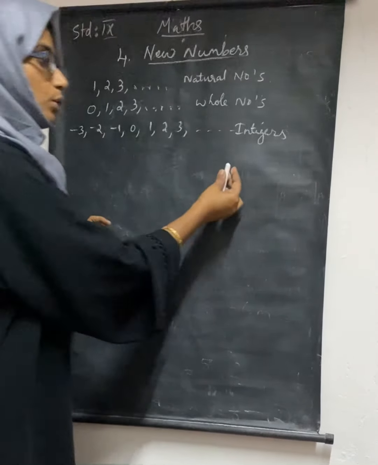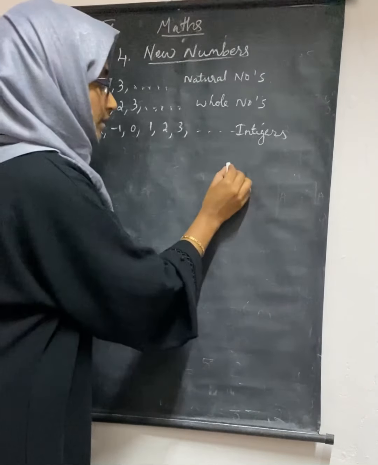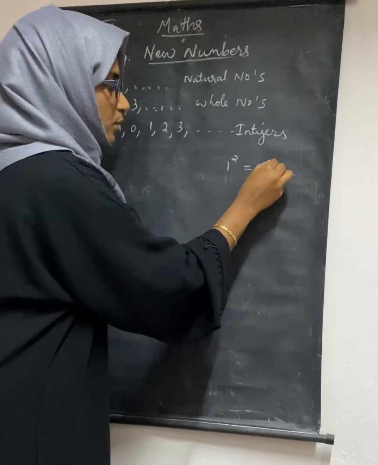Now I am going to show you what happens if I square all these integers. 1 squared, I can say, is 1.